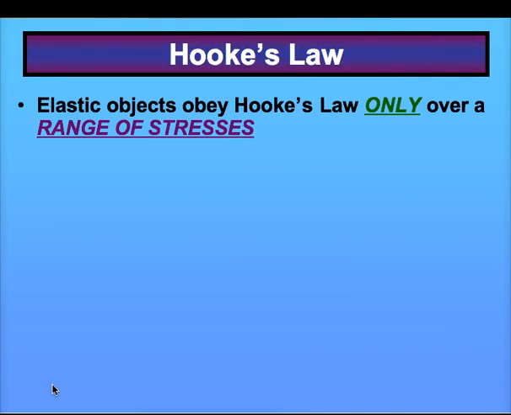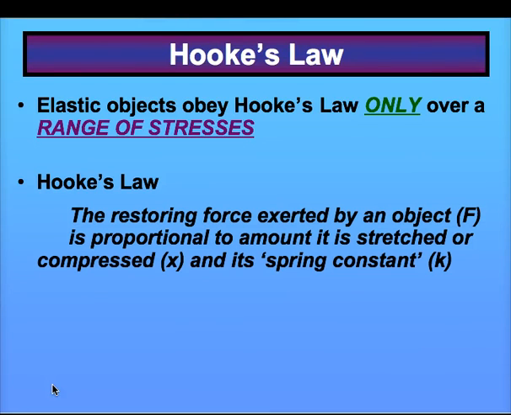So Hooke's law says that elastic objects obey Hooke's law over a range of stresses, meaning you can stress objects a certain amount, but if you overstress them, they won't go back to their original state. The textbook example is that the restoring force F exerted by an object is proportional to the amount it is stretched or compressed, x, and its spring constant, k. Written mathematically, F equals kx.